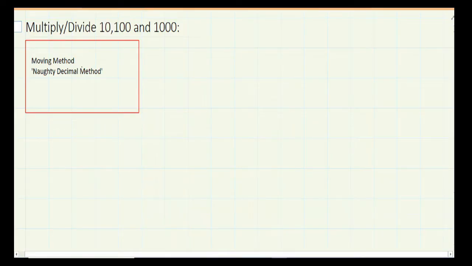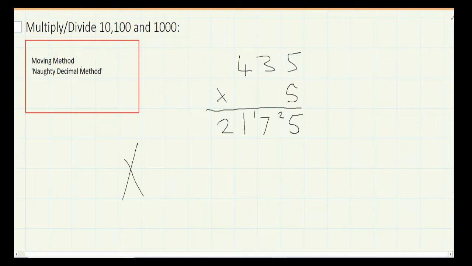Okay, let's look at multiplying and dividing by 10, 100 and 1000. So normally when you multiply something like this, you will need to do something like the standard method, and this takes a little while, doesn't it? Or the grid method, as you can see in the other videos. This takes a while to do. I'm rushing it and doing it quickly, but that's the method we would normally do if we are doing multiplication.